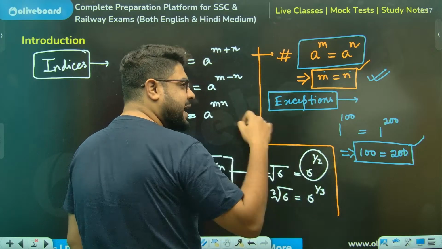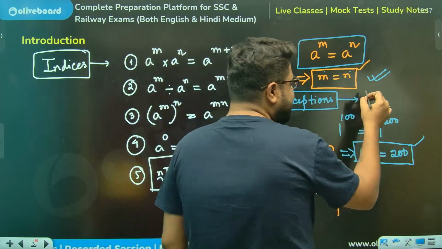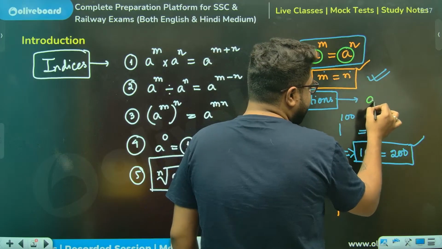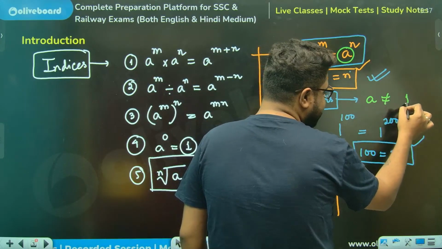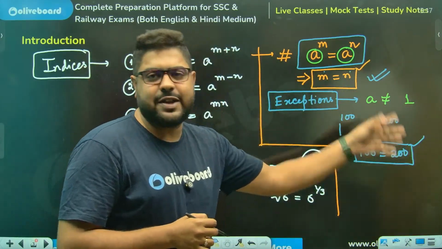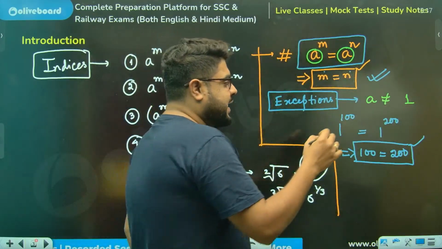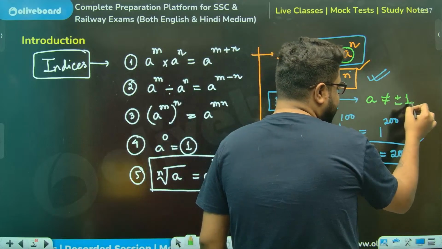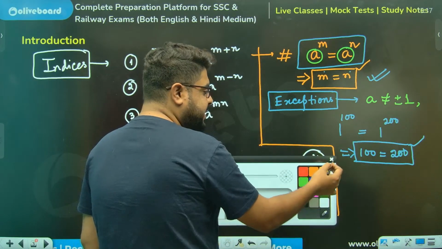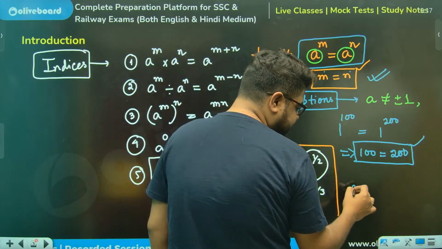So exception number one, we are making it ourselves. The base, that value of A, cannot be 1. Not only 1, it cannot be -1 as well. You can do the same thing for -1. So it cannot be plus or -1. There is another such number. You tell me, what will be that number? The other number is 0.